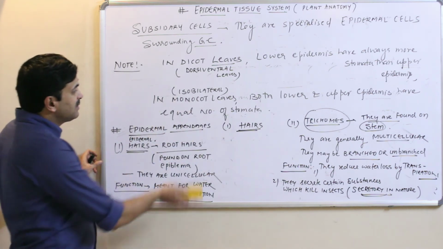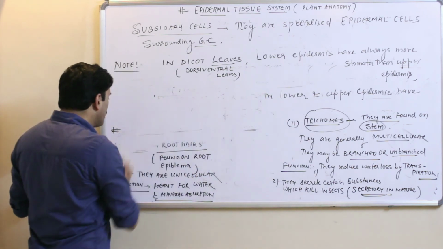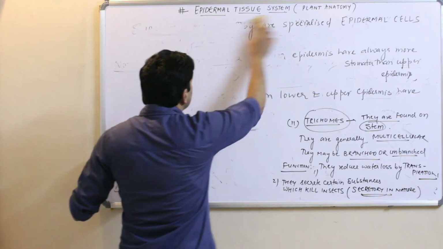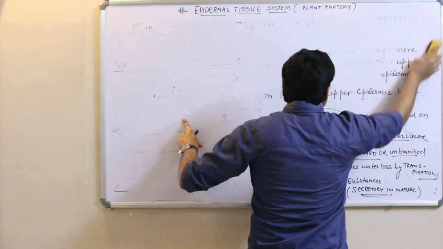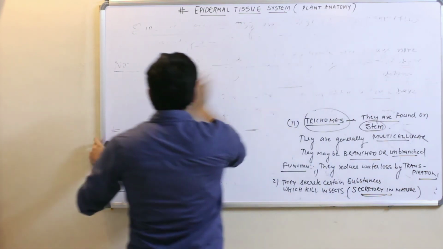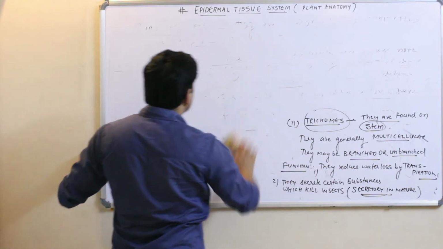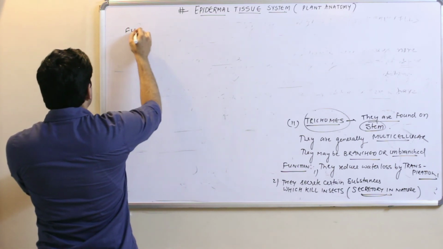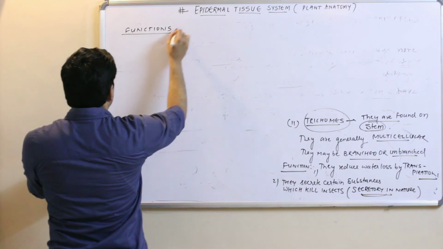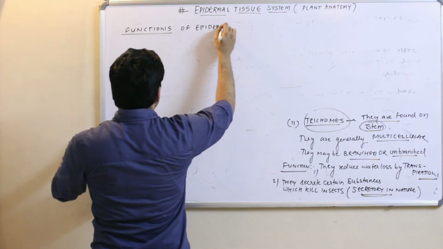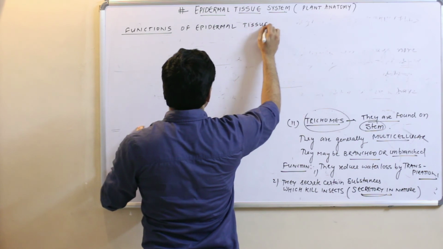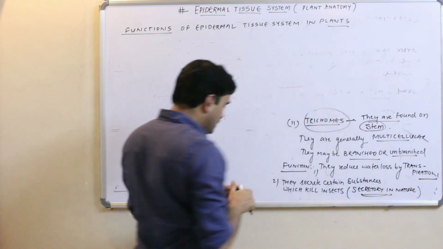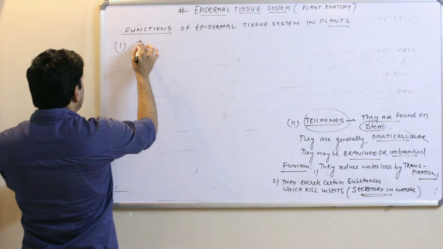Alright. Now at the last, we have talked about all the things about the epidermal tissue system. So at the last, what are the functions of this epidermal tissue system in plants? Number one, protection.